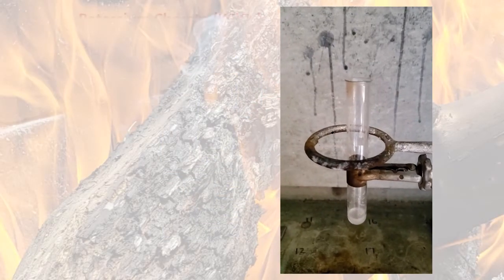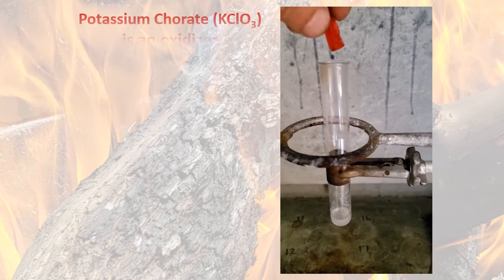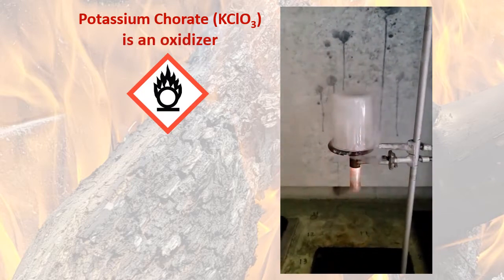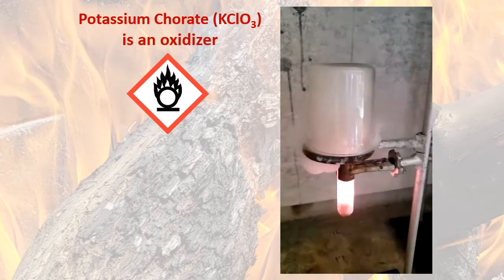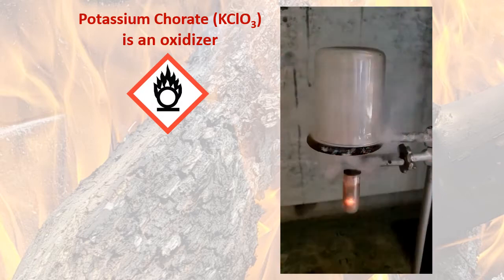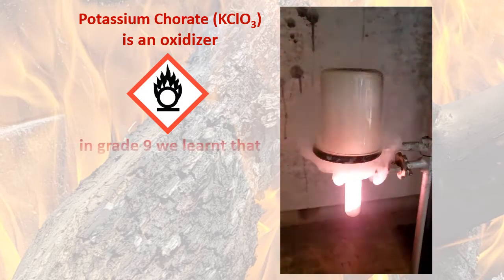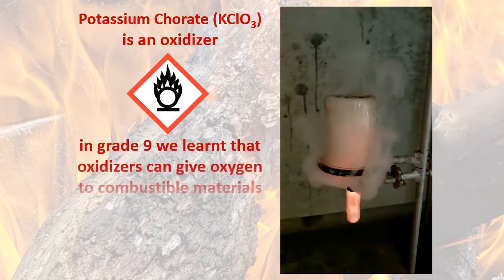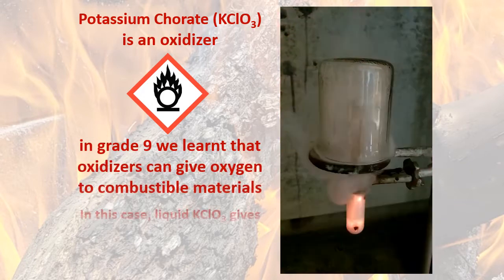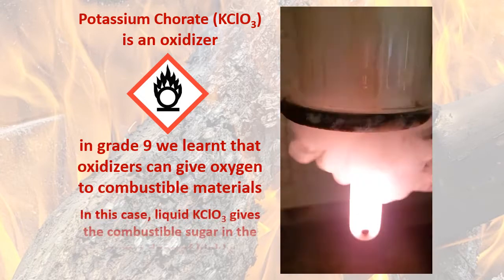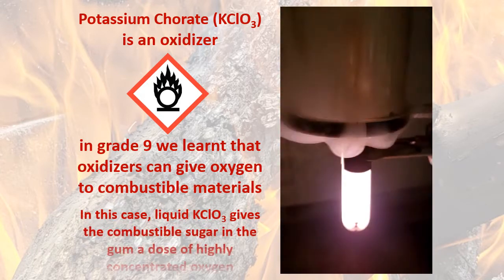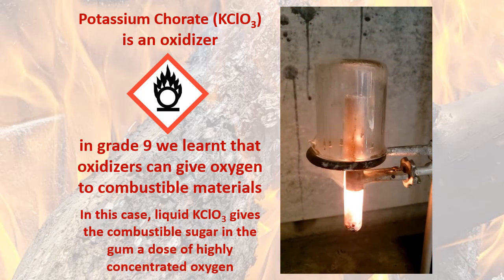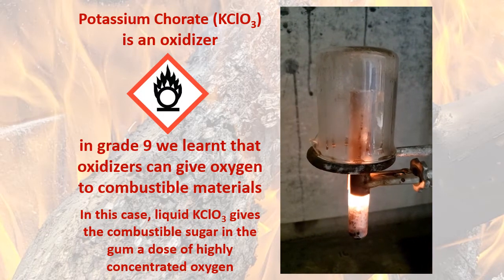Potassium chlorate warmed up to the melting point, a gummy, a shield. Potassium chlorate, KClO3, is an oxidizer. In grade 9, we learned that oxidizers can give oxygen to combustible materials. In this case, liquid potassium chlorate gives a combustible sugar in the gum a dose of highly concentrated oxygen.